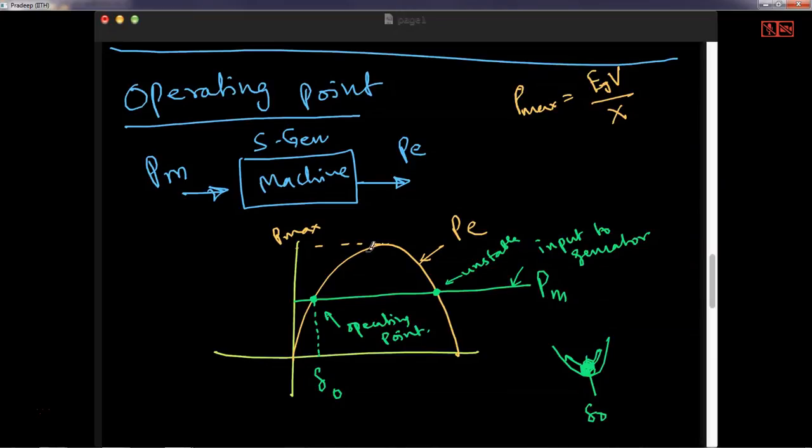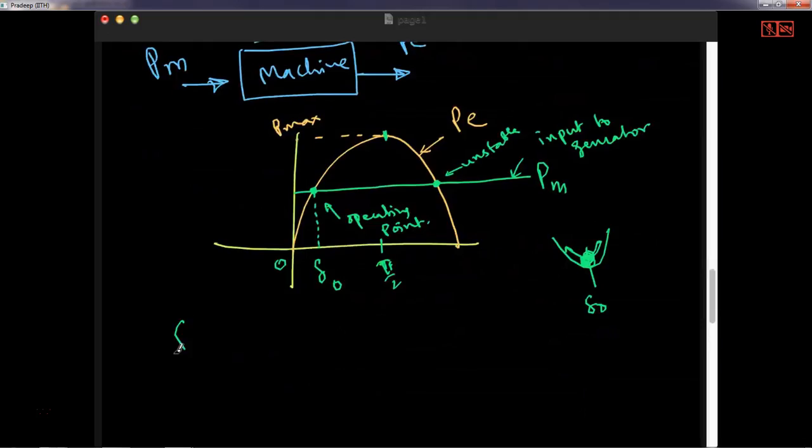So normally the generator is operated at this delta naught. We have 0 to 90 degrees here, or pi by 2. If you are operating at 0 degrees, of course you are not generating any power. But if you are operating at pi by 2, you are very close to the stability limit. This is a dangerous area. So typically your delta naught will be less than 30 degrees. This is the typical operating point of a generator.